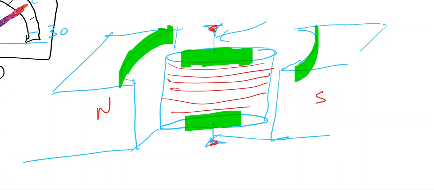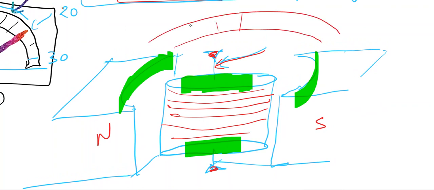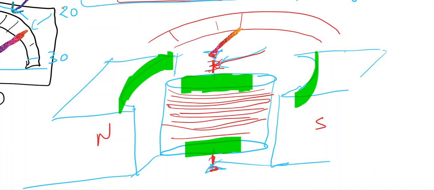And these springs will get the pointer back. Where is the pointer? So here you will have the dial, and these are the marks, and here we keep our pointer. So as this coil rotates, the pointer will show deflection, and when the current stops, these springs will get the pointer back. So here you have springs.